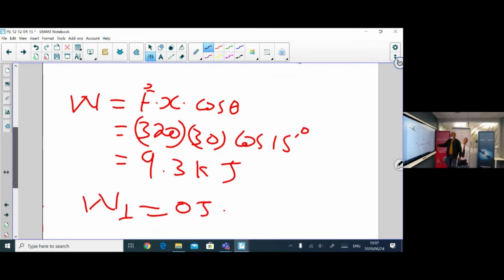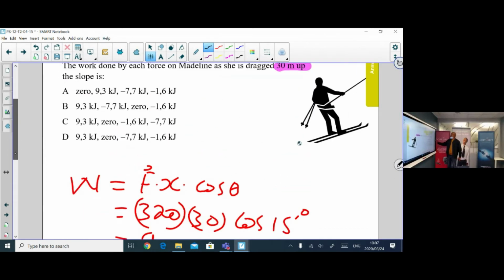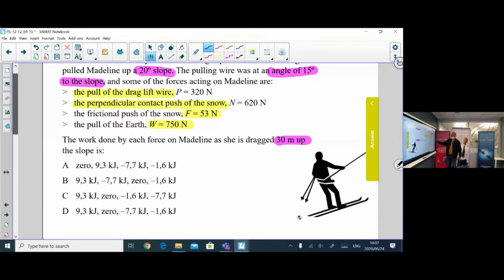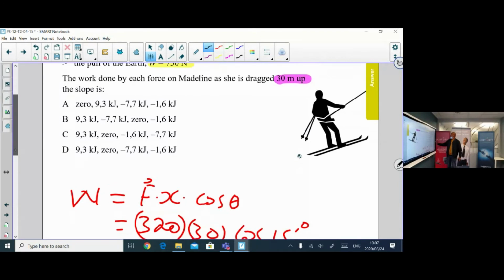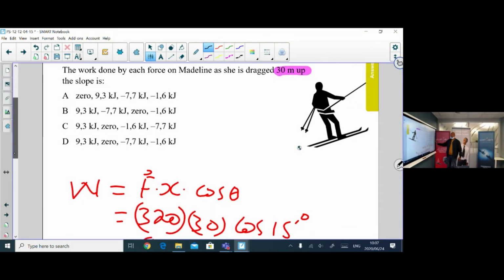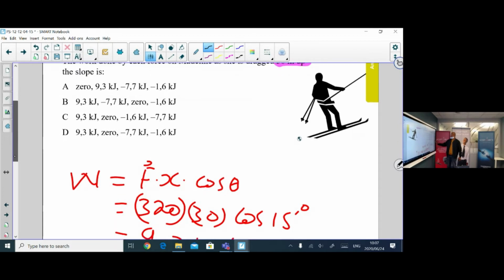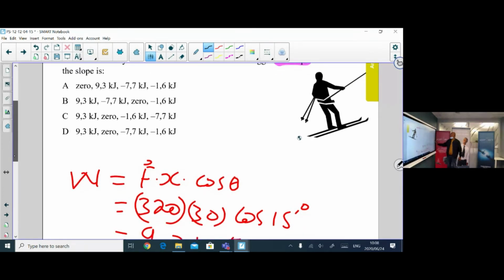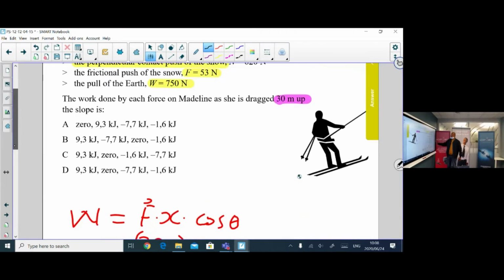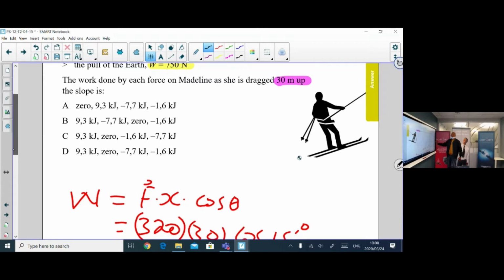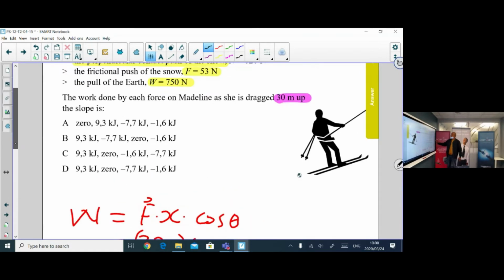Okay. For the given information, we start with the first one, the pull of the drag lift wire, which is P equals 320 Newton. Now we have to go back to the formula of work in order to calculate the work done. The forces are given. The distance is also given, which is 30 meters up, and theta is also given. If you look up there, we have 15.